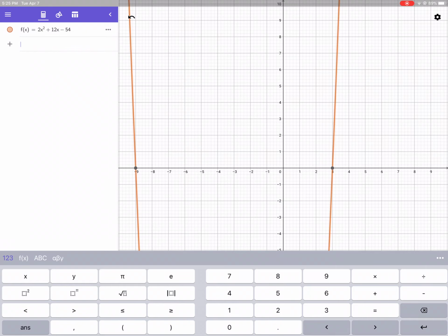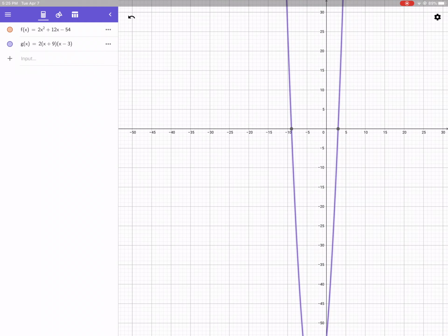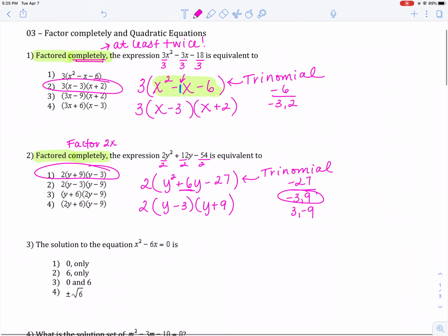Okay. And then I'm going to use the answer, which was number 1, 2. I'm going to use x plus 9 and x minus 3. And there they are. They overlap. I know that has to be my answer. I know I factored correctly. Again, you have to check it in the calculator. That will no doubt get you the correct answer.